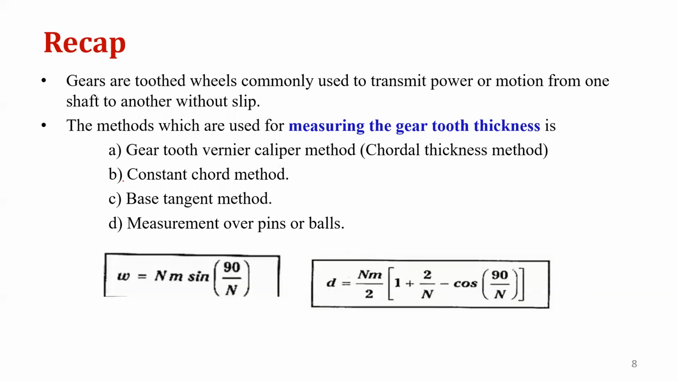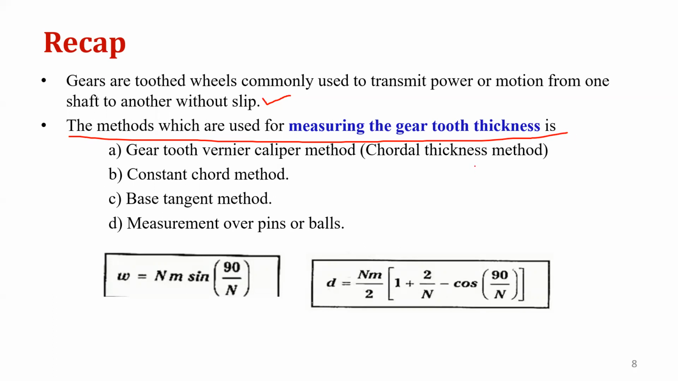So in lecture 4, we discussed gear teeth. Gears are toothed wheels commonly used to transmit power or motion from one shaft to another shaft without any slip. Then we discussed the different types of gears, and also the terminology used in the gear tooth. The methods used for measuring the gear tooth thickness are also discussed.